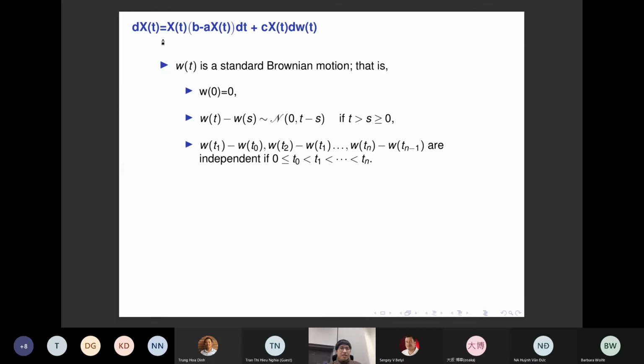In these equations, W_t is a standard Brownian motion. For convenience, let me remind you, we have W_0 equals 0, so we start from the origin, and the increment W_t minus W_s is a normal random variable with parameters 0 and t minus s. And we have independent increments.